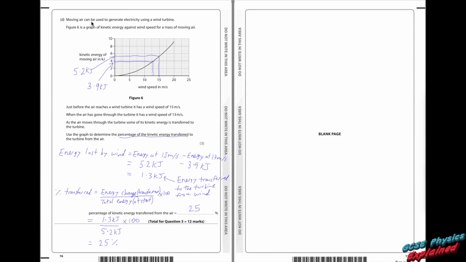Part D. Moving air can be used to generate electricity using a wind turbine. Figure 6 is a graph of kinetic energy against wind speed for a mass of moving air. Alright, so there's the wind speed along the bottom, and that's how much energy the wind has when it's travelling at that speed. Just before the air reaches a wind turbine, it's got a wind speed of 15 metres a second. When the air has gone through the turbine, it has a wind speed of 13 metres per second. So it's lost 2 metres per second as it went through the turbines.